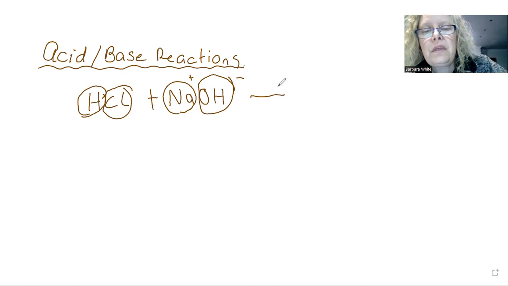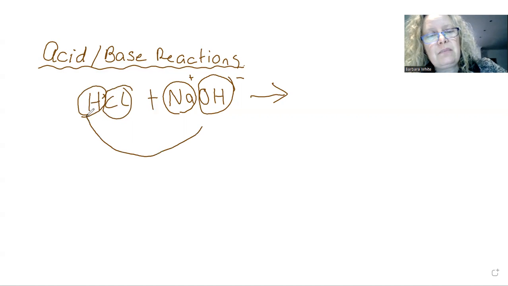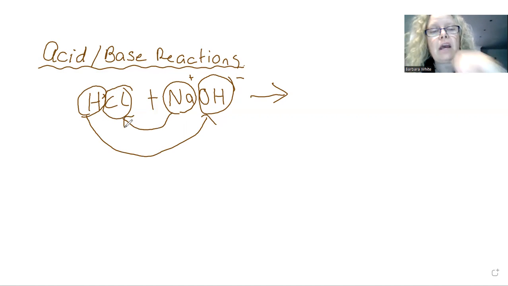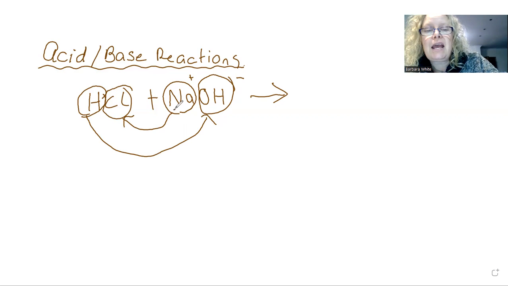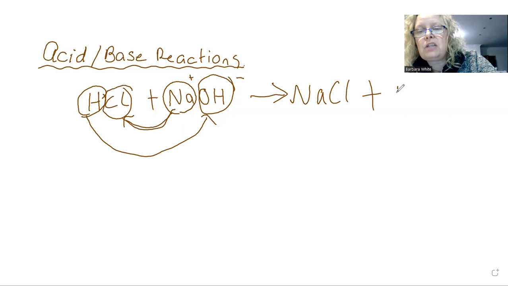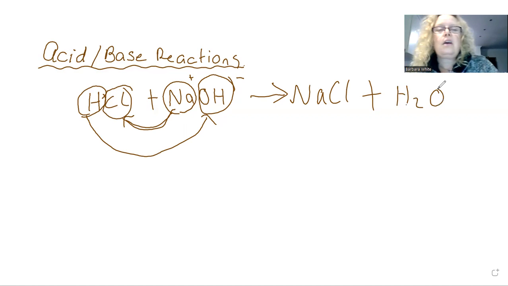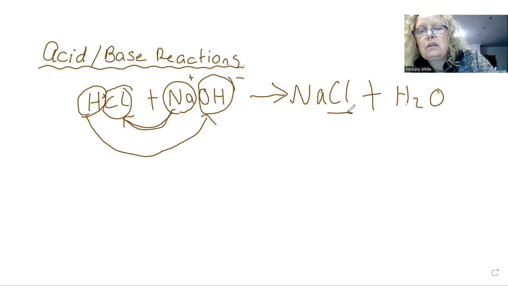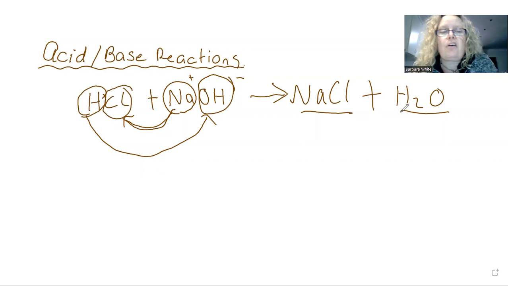So when they neutralize each other, what happens is they just swap. The hydrogen, which is the plus, goes with this minus, and this plus goes with this minus, and you rewrite it. So on the other side, you get NaCl as your salt, and you get H and an OH that looks like this. So anytime an acid and a base neutralize each other, you get a salt and water. The anions and the cations just swap over, kind of partner swapping.